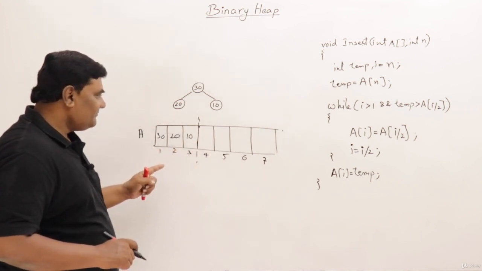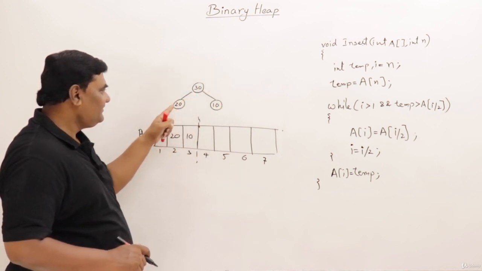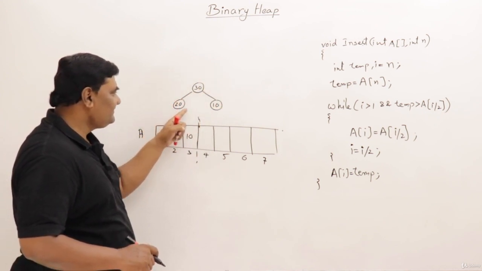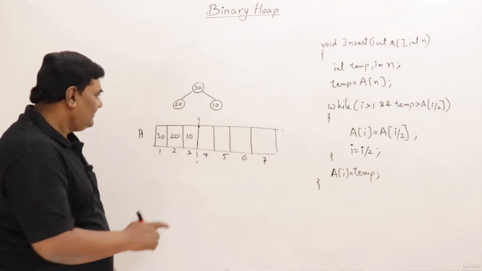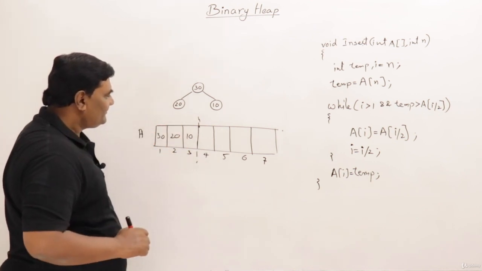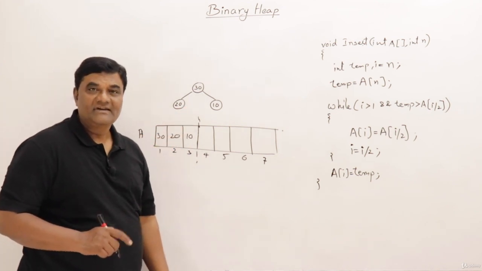See, here I have an example. This is a max heap with 3 elements, 30, 20, 10. 30 is greater than these two. So yes, it's a max heap, and also it's a complete binary tree. It is there in the array. So this is a heap. So these 3 elements are forming a heap.